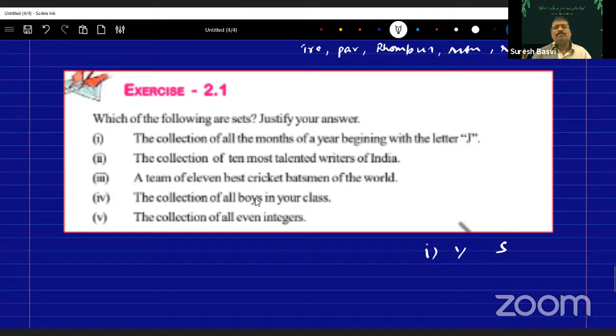The collection of all the months of a year beginning with the letter J. Already the answer came from the Hariganga side. First one is yes. So write it as January, June, July. Am I right?